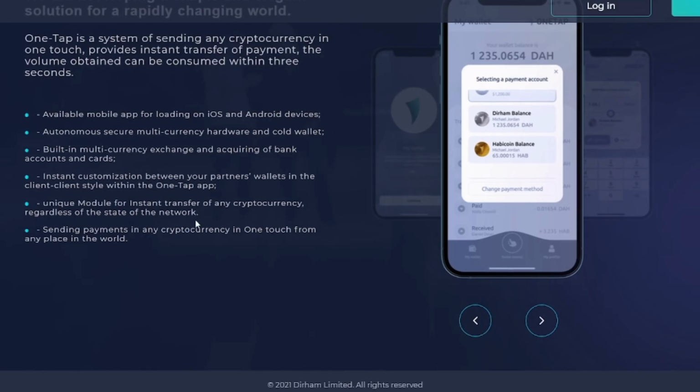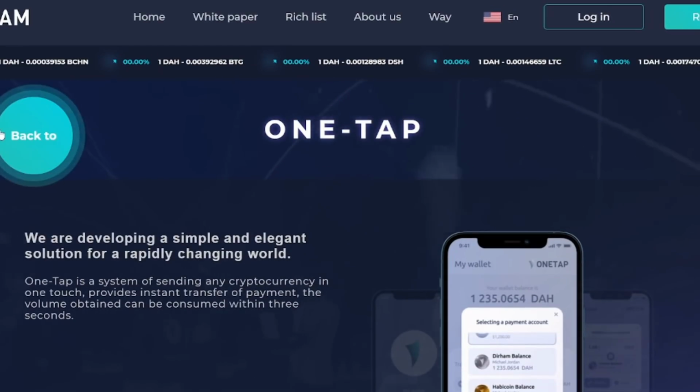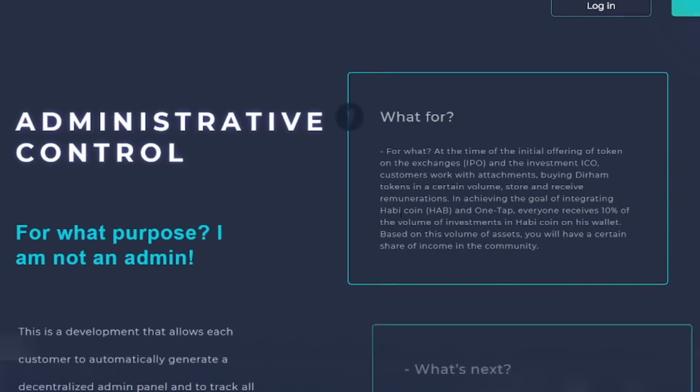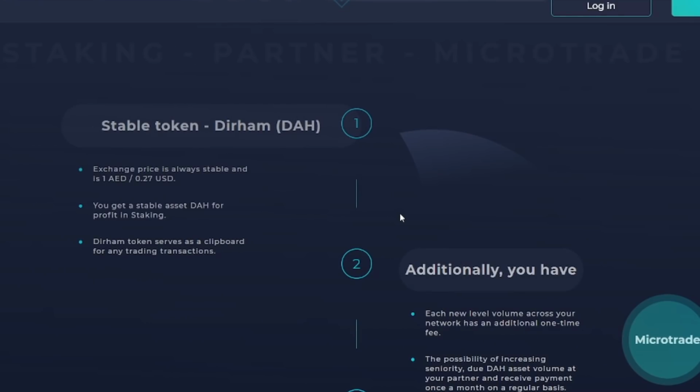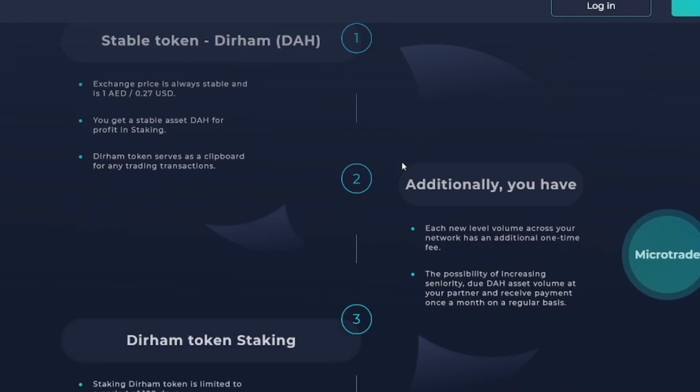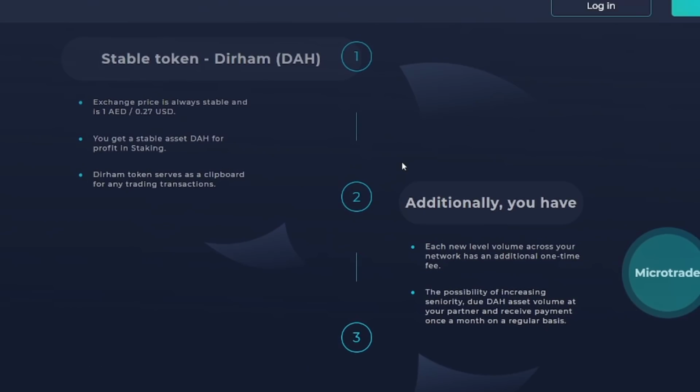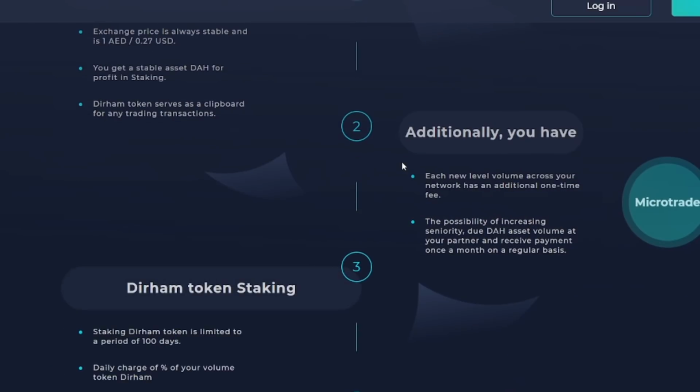So you can send cryptocurrency payments in just one touch from any place in the world, which is basically what we all want from our cryptocurrencies. And the most important part, and this is actually what I wanted to bring to you from the beginning. As we discussed, this is a stable coin.